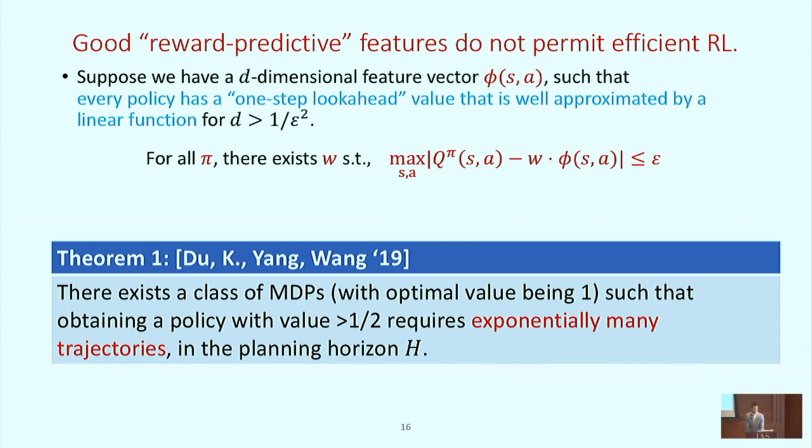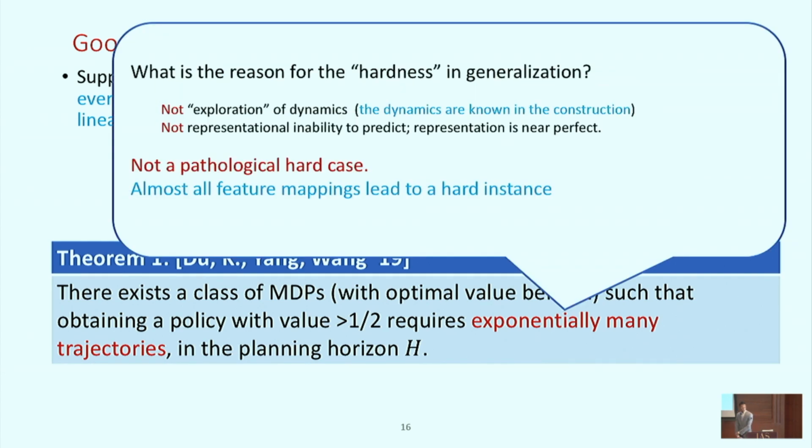Okay, so what's the construction? Well, what's the intuition first? What's the reason for the hardness? In the construction, it's not really going to be due to exploration of the dynamics in the usual sense, because we're actually going to get to know the underlying dynamics in the world in this construction. It's just the reward function we don't know. And our representation, again, is near perfect, because for every single policy in the world, we have a good worst case approximation with a low dimensional space.